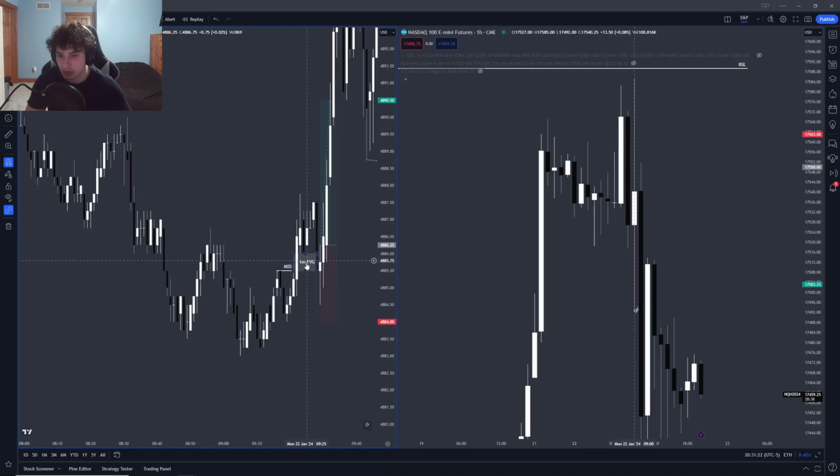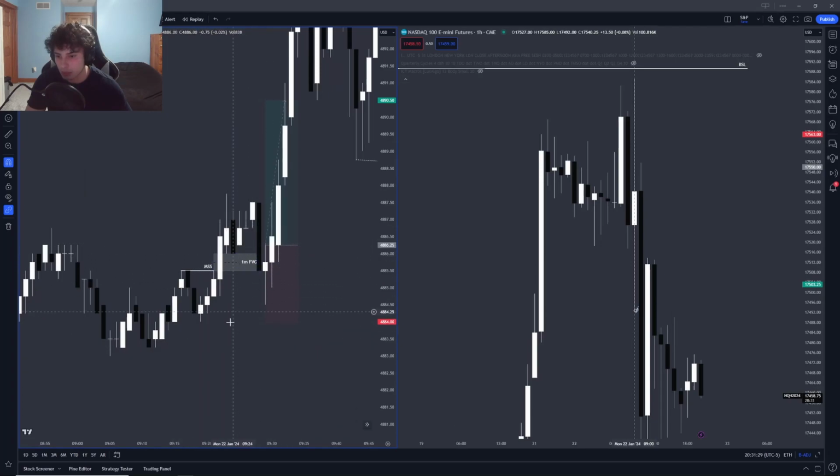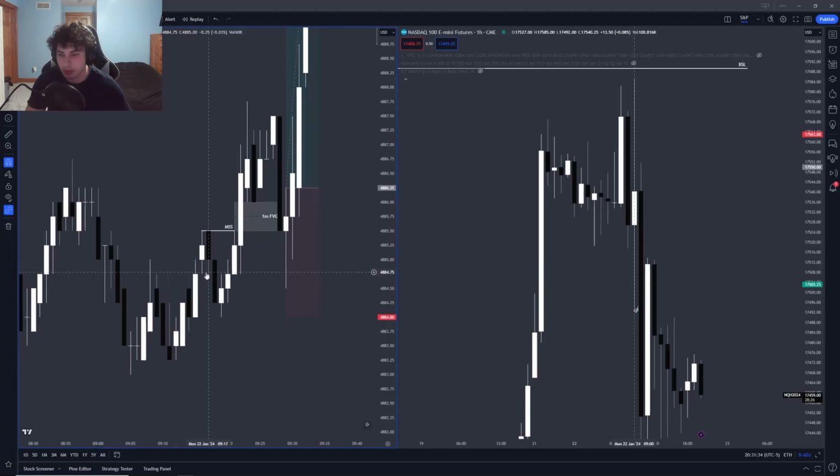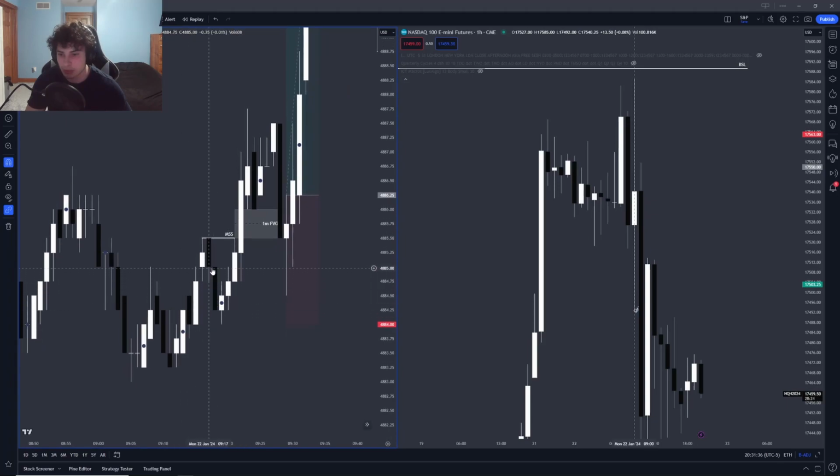This was the first fair value gap created in a while, so I did expect this to work, right? Same thing, this run right here also worked, as you can see. This one respected it. So this one works right here.